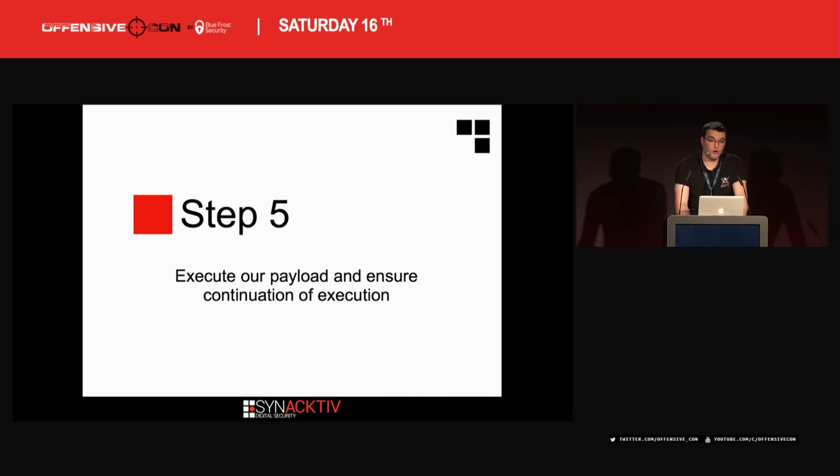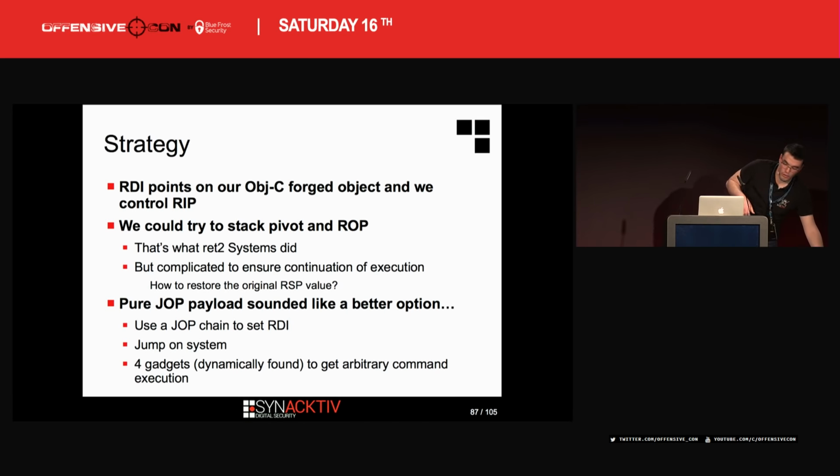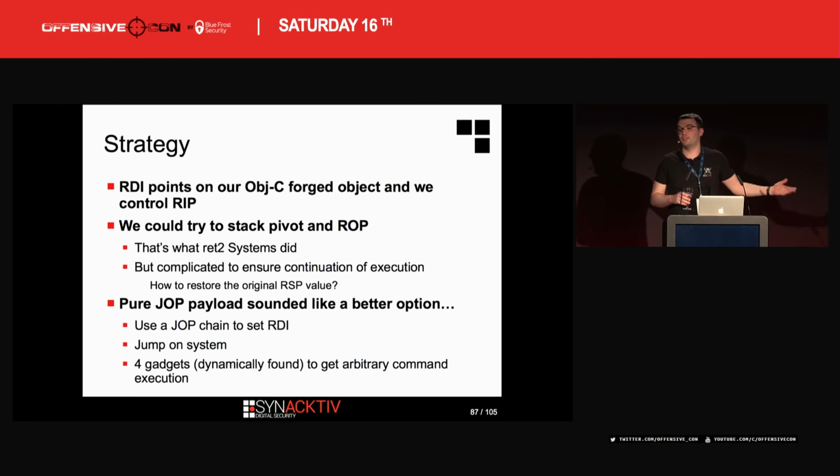So now all we have to do is to ensure continuation of execution. This is not really hard, because when our fake Objective-C object is released, RDI will point to our Objective-C object, and we control our IP. So we could try to stack pivot and make some ROP. That's what Red 2 Systems did. But it's quite complicated to ensure a continuation of execution after that.